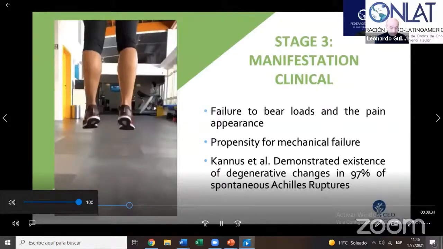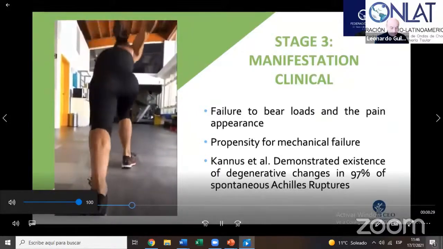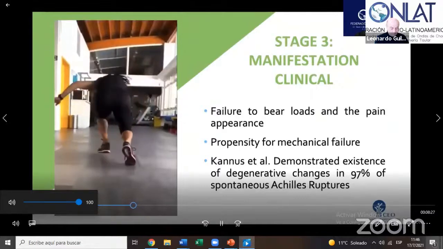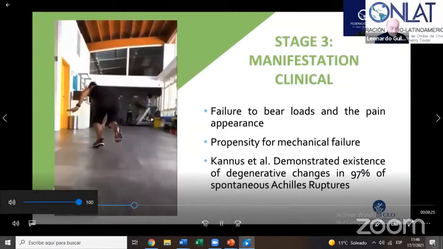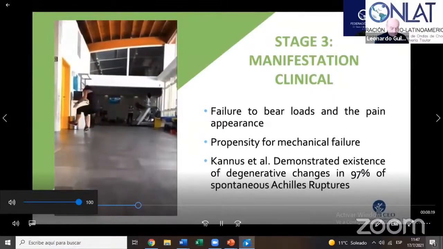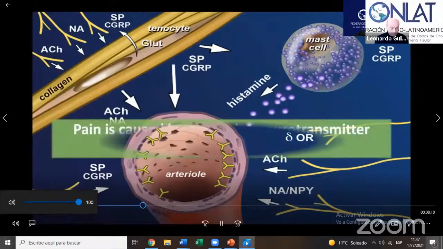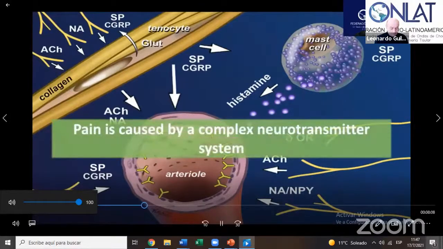and the appearance of pain, producing mechanical failure, like this example. Kannus demonstrated the existence of degenerative change in 97% of Achilles ruptures. But we must not forget that the pain is caused by a complex system of altered neurotransmitters, even at the level of the central nervous system.